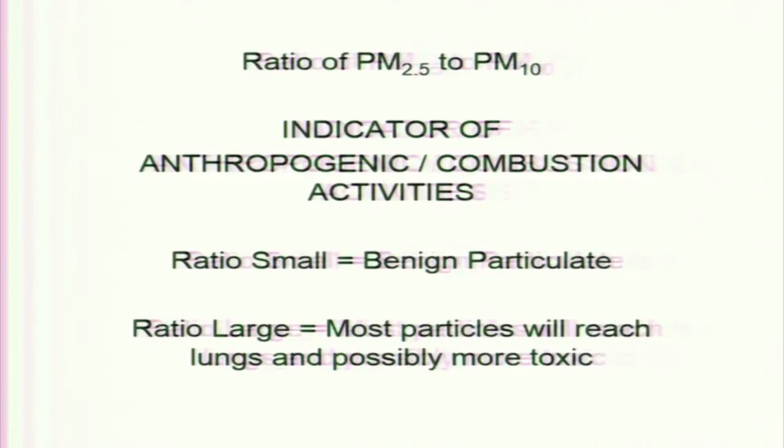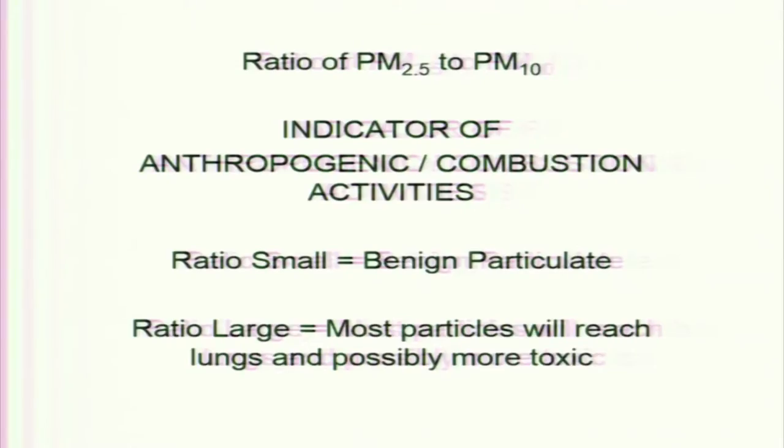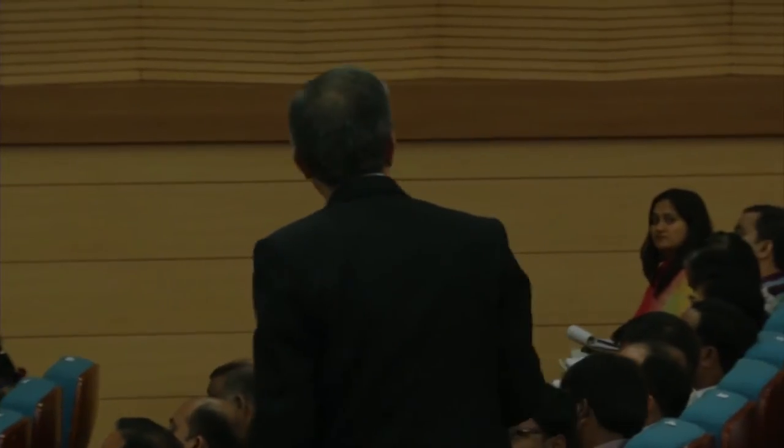Now, if I were to take a ratio of PM2.5 to PM10, everybody understand? Anthropogenic and combustion sources are reflected in PM2.5. The benign part, the accumulation mode or large part of the coarse mode, would be contributing to PM10. So I'm really comparing the contribution from combustion and anthropogenic sources in PM10. PM2.5 is considered to be the anthropogenic component of PM10. So if the ratio is small, which means PM10 is much larger and PM2.5 is smaller, then I don't have a health concern.